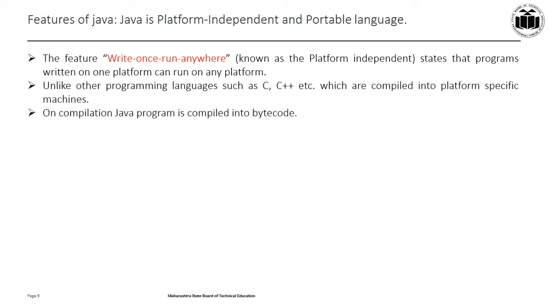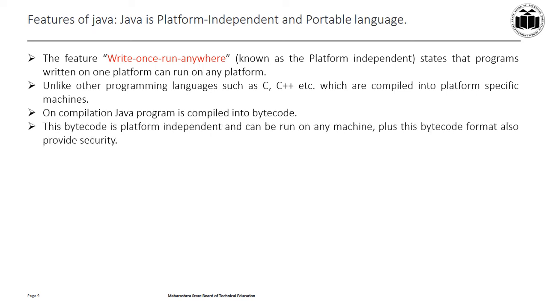Whenever a program is written in Java, the Java compiler compiles it first. The result of the Java compiler is the .class file, or you can say bytecode. The bytecode generated is non-executable code and needs an interpreter to execute on a machine. This interpreter is the Java virtual machine, and thus the bytecode is executed by the Java virtual machine. And finally the program runs to give the desired output. So this bytecode is platform independent and can be run on any machine, plus the bytecode format also provides security.